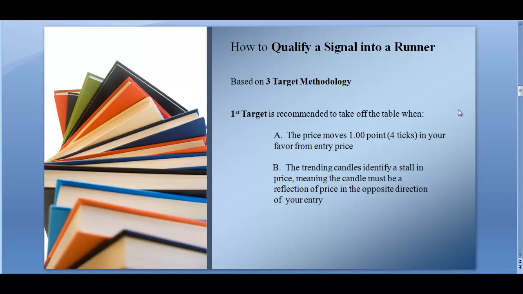All right, going into it, we're going to base this on a 3 target methodology, how to qualify a signal into a runner. So right now we'll focus on the first target, again a 3 target methodology. The price moves 1 point or 4 ticks in your favor from the entry price, and the trending candles identify a stall in price, meaning you'll have consistent green up candles and an upward price action movement, and then when you get the stall, you'll get those red candles bringing the market back down. That's going to be considered a stall. Okay, and we'll look for that, and that's where you're going to be looking to take that direction of your entry once it pronounces the opposite direction and finds that support, in which I will show you through the outline.